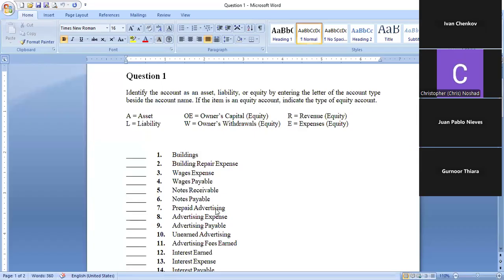Now, prepaid advertising expense. I purposely added this expense here. That's an asset. Every time you see prepaid, override the expense and make it an asset. Remember that. Now, advertising expense. It doesn't have prepaid in front, so it's a pure expense. How about advertising payable?